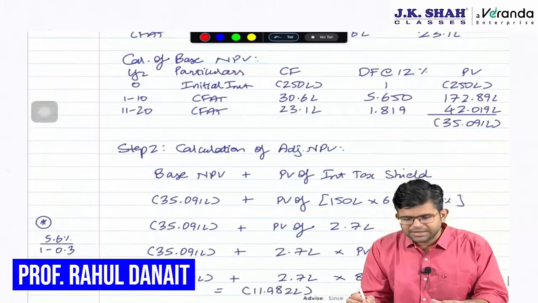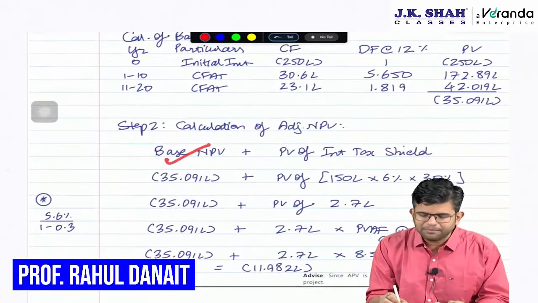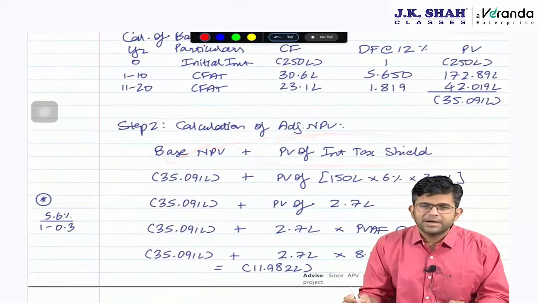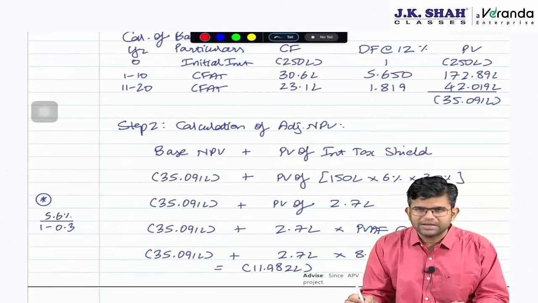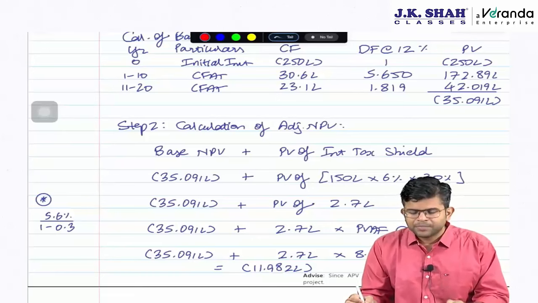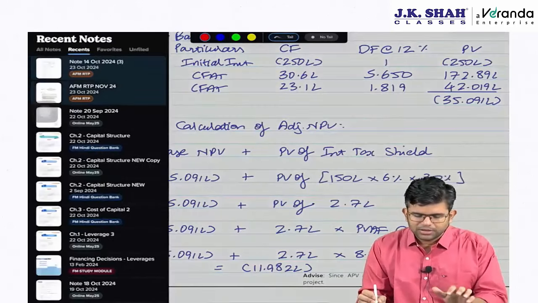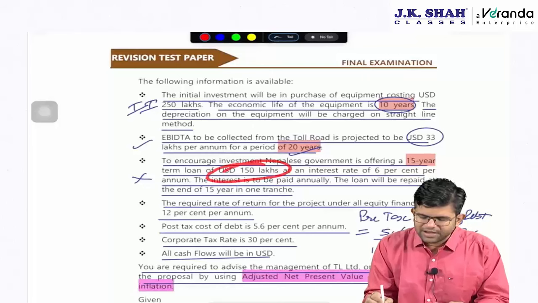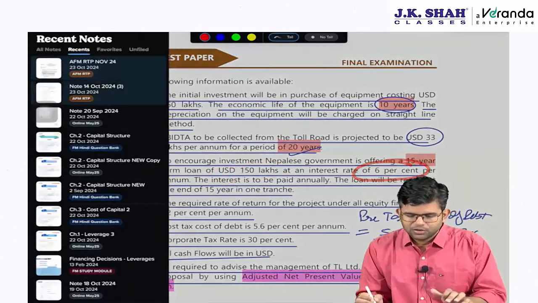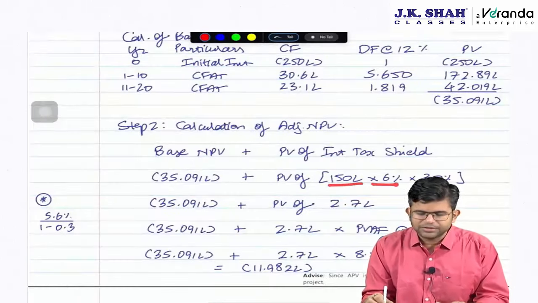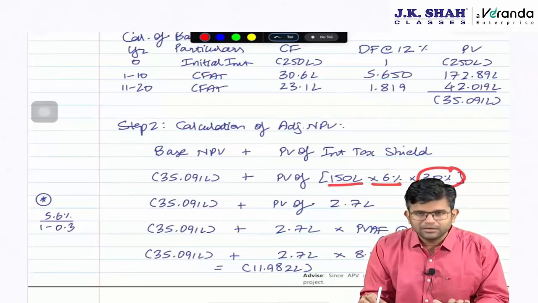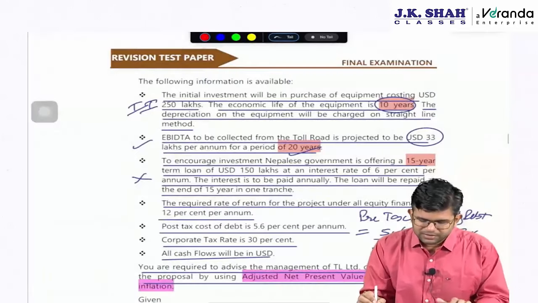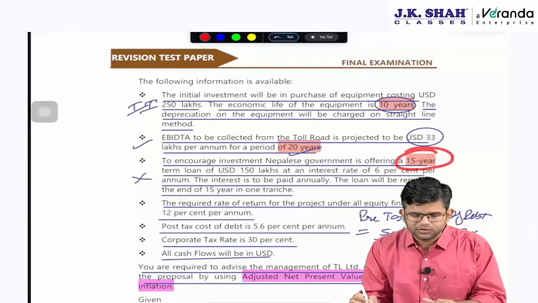And then as you all have seen in my video, how to calculate adjusted present value, it will be the base NPV, that is all equity funded, plus whatever tax benefit you are going to get due to interest, the present value of that. Now students, as you know, the interest will be 150 lakh into 6%. On this interest, the tax benefit you will be getting is 30% every year. For how many years? This year count is different, for 15 years only.